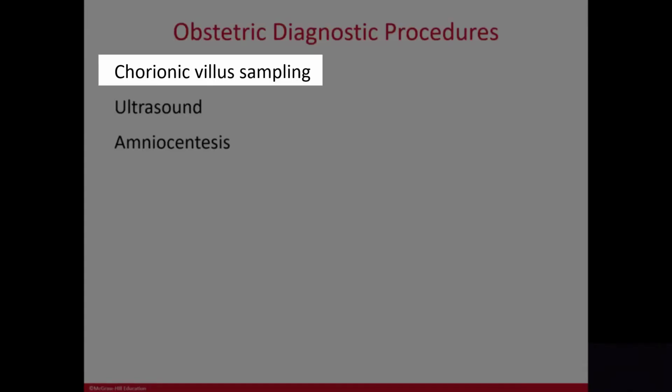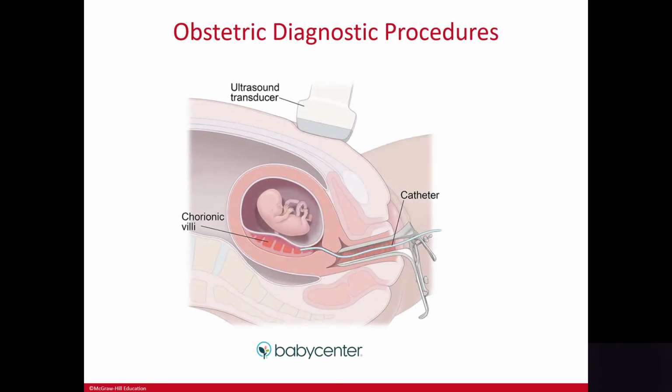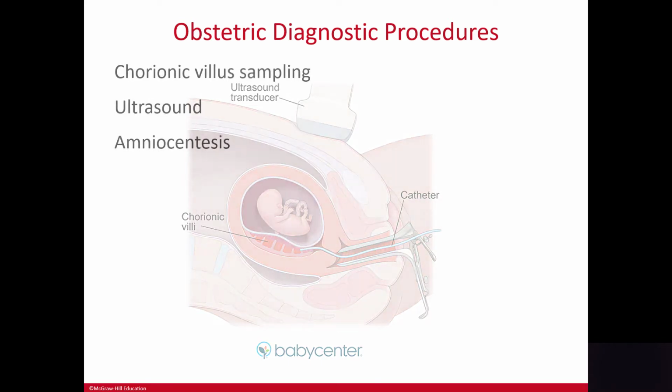Chorionic villus sampling, or CVS, uses ultrasound guidance to place a needle in the abdomen or a catheter through the cervix to obtain a sample of tissue from the placenta that can be tested for fetal chromosomal abnormality. This test can be done earlier than amniocentesis, which we'll talk about in a minute.